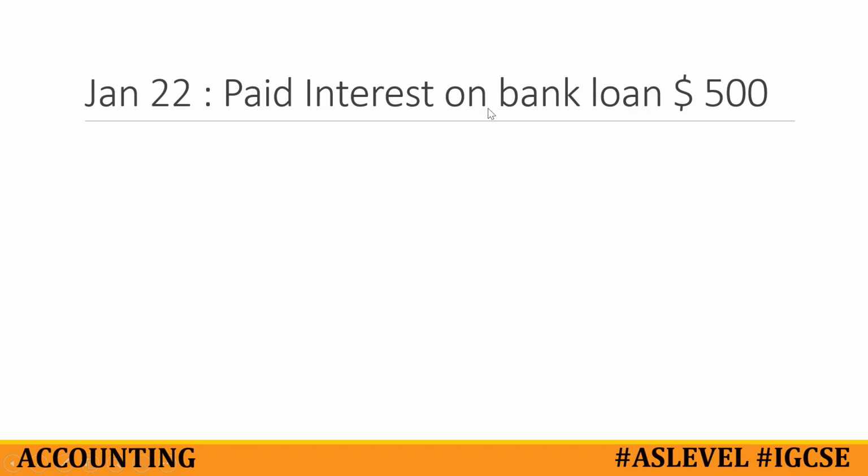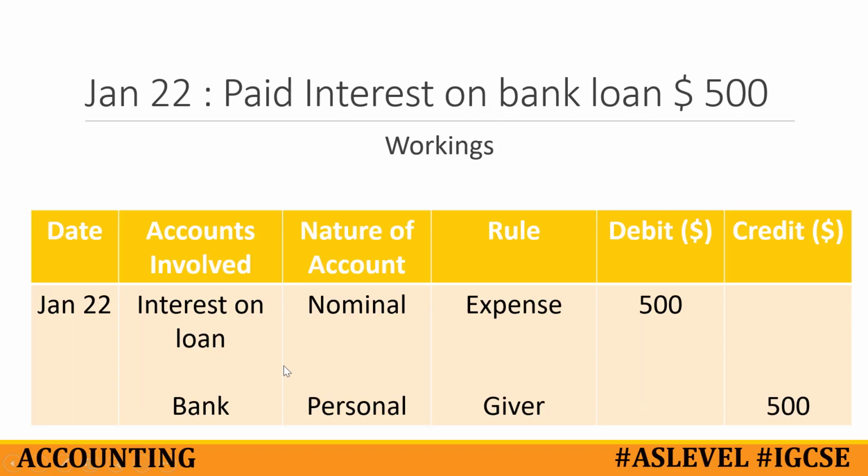So one account is going to be interest on bank loan. And how are you going to pay this to the bank? You will be paying it through the business bank account. Therefore, the second account is going to be bank account. We would continue the workings in the table that we had created. So you would leave a line and continue in the same table. Date is January 22. The two accounts involved are interest on loan and bank.